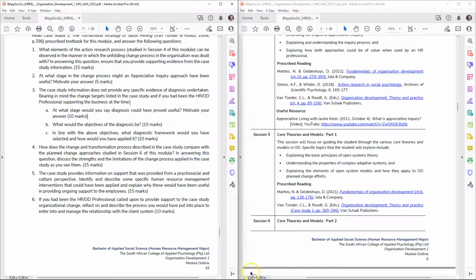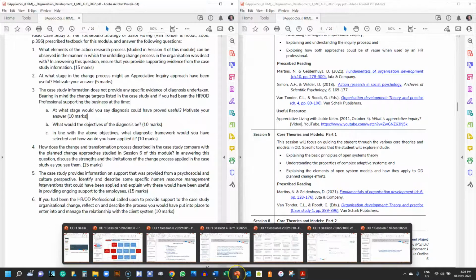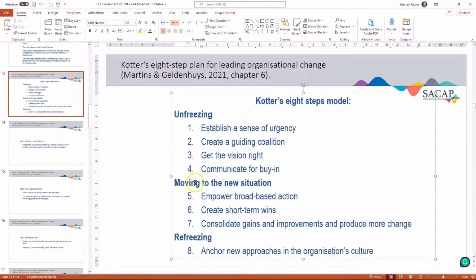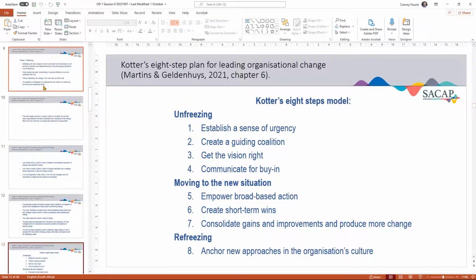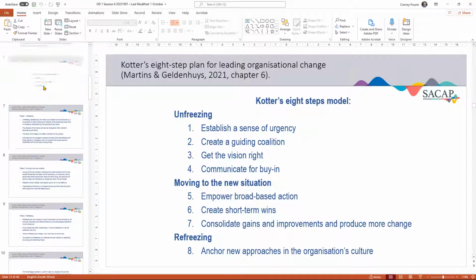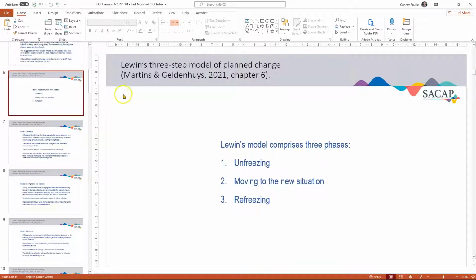So the session 6, I just want to make sure that I guide you properly there. So probably the model that is most relevant here would be the Kotter model, but I want to show you one of the earlier models before Kotter.